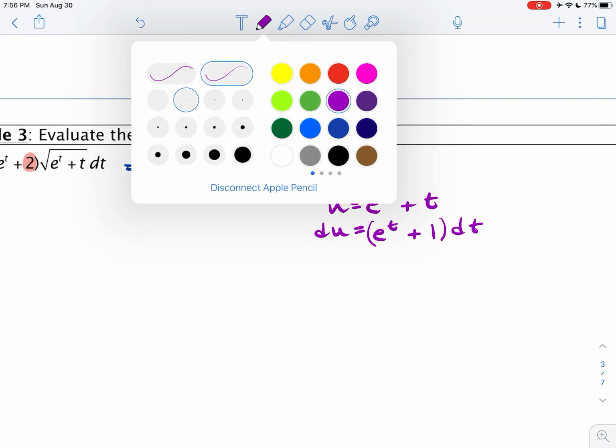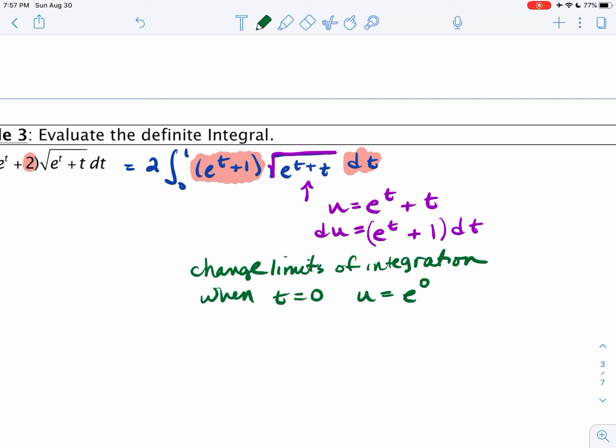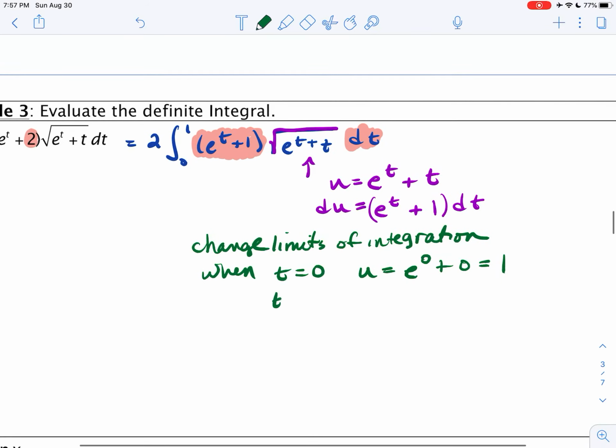So in making this, I'm going to change my limits of integration just to show you. When t is equal to 0, then u is equal to e to the 0 plus 0, and e to the 0 is 1, and 1 plus 0 is 1. When t is equal to 1, then we have u is equal to e to the first power plus 1, which is just e plus 1.